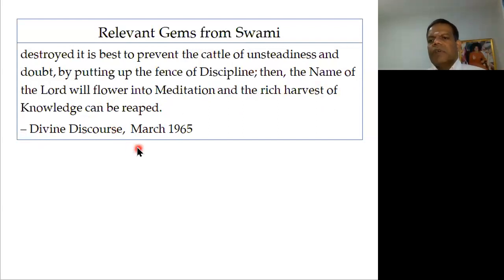This is a 1965 discourse. Swami is talking about anger, which is natural, but it has to be kept in check. As long as the mind is there, anger is natural to develop, but it has to be used beneficially. Sometimes it should be removed completely also. So that's the prayer to Sri Rudra.